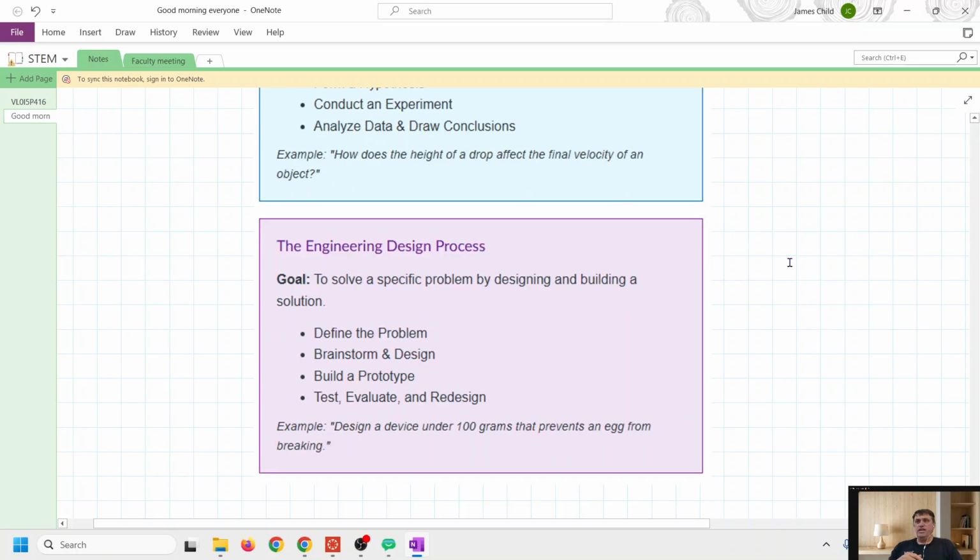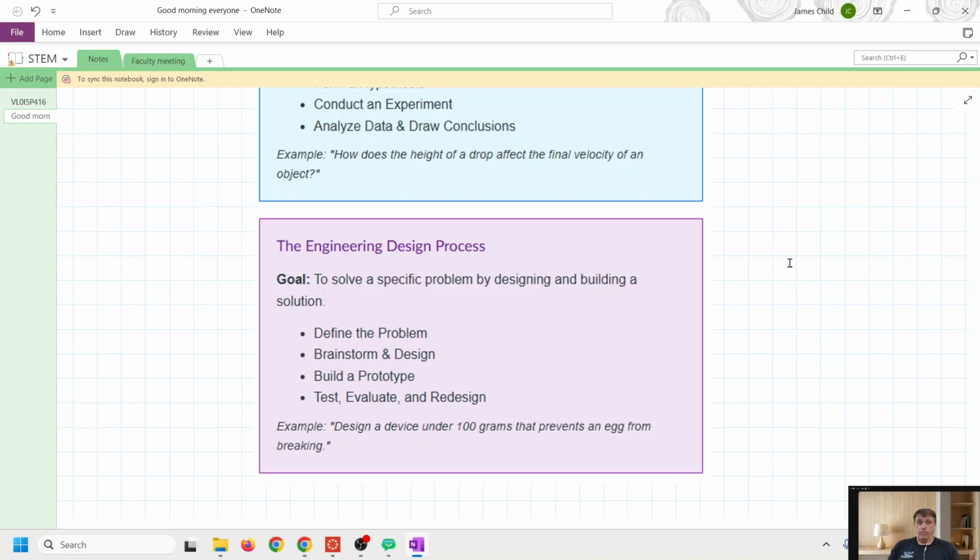The engineering design process is a little different. Here we have a specific problem that we're trying to design and create, okay? So we define the problem. We're defining our goals. What is it that we want to achieve? Next, we brainstorm and we design. We do research. We go out there and see what other people have done. And then we design something that will solve the problem we're trying to solve. Then we build it. We build a prototype, and then we test it.